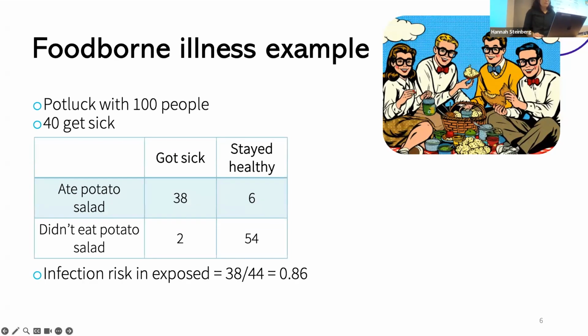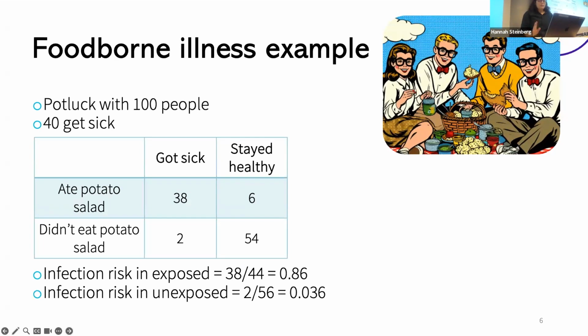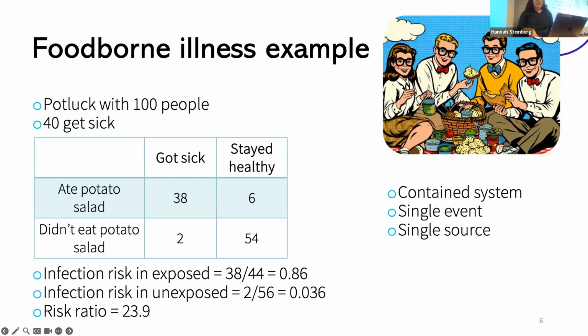She finds that of the 44 people who ate this potato salad, 38 got sick. So the risk of infection in the exposed is 0.86. And then only 2 of those who didn't eat potato salad got sick. So the risk of infection in those unexposed is about 4%. And then you can calculate a risk ratio and find that eating potato salad at this potluck increased your risk of getting sick by 23.9 times. And this is relatively simple to do because we have a contained system. It's a single event, and there's a single source of infection. So you can use the traditional methods for this sort of outbreak investigation.